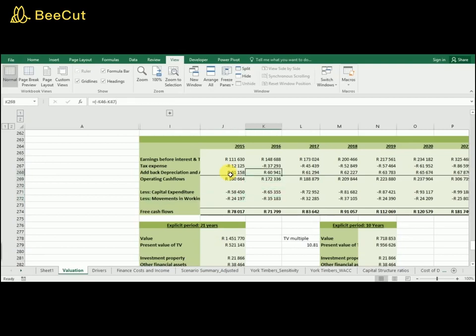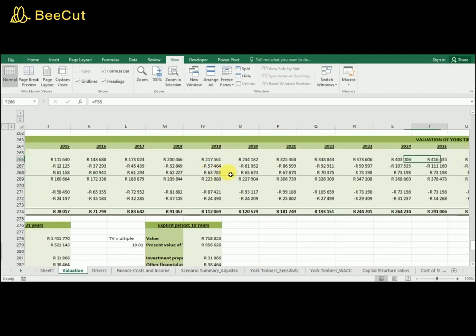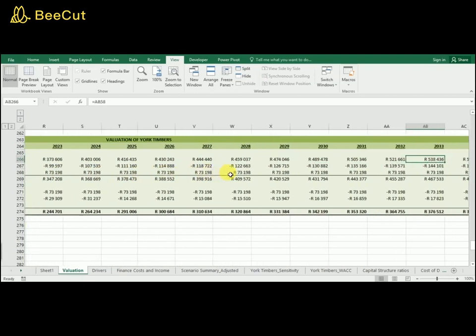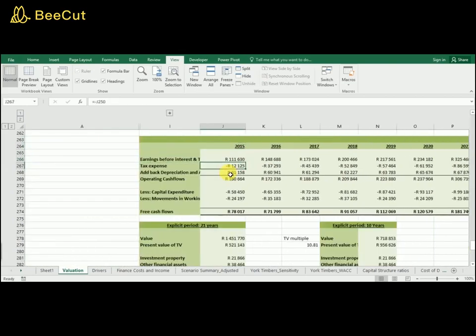What you'll see, and I've already discussed it, in this particular valuation, we looked at the life cycle of a tree and we used this as a basis for our explicit period. So you'll see it's a base of 21 years. And what we do is we determine the net present value of these future cash flows. That represents the present value of my explicit period.